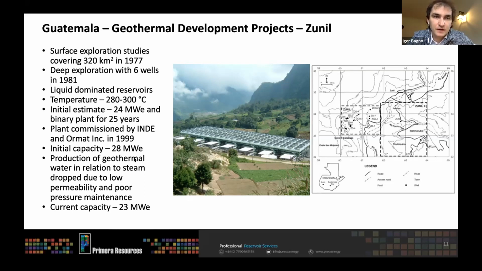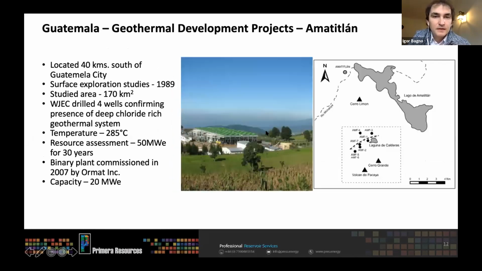So plant was commissioned in 1999 with a higher capacity. But then the production of water in relation to steam dropped. Reservoir performance was not as good as forecasted, and they couldn't maintain the pressure enough, and some additional capacity was moved elsewhere. So the current capacity is 23 megawatt only. And another example is Amatitlán. So again, same area and located just 40 kilometers south of Guatemala City. And there are 4 wells drilled by a Japanese company, confirming presence of the system with quite a high temperature, estimated resource 50 megawatt for 30 years, and a binary plant was built in 2007, but the current capacity is 20 megawatt only.